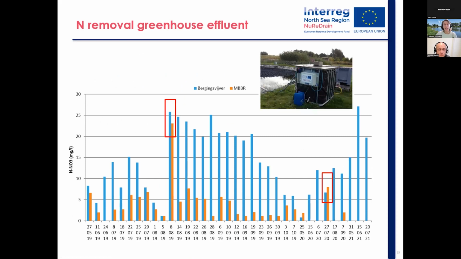Here you see the results for nitrate removal from greenhouse effluent. Blue is incoming water. Orange is again at the outlet. You see on average a nice removal below the standard of 11 milligrams. When you have a lower removal efficiency, this is due to the fact that the carbon source was empty. So when you then refill the carbon source, you again have a good removal efficiency.